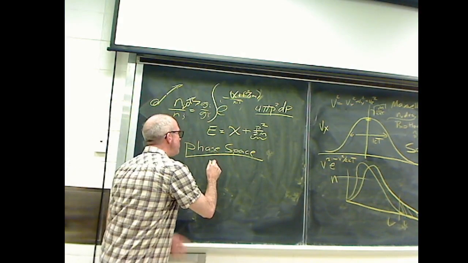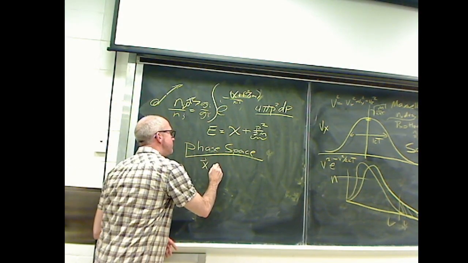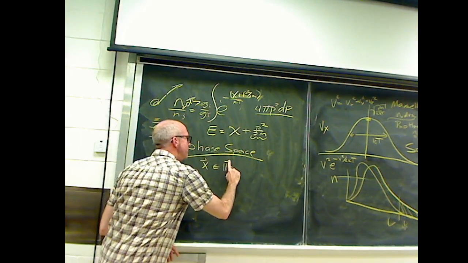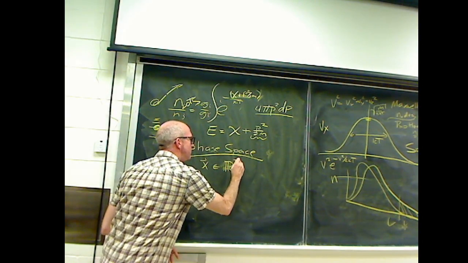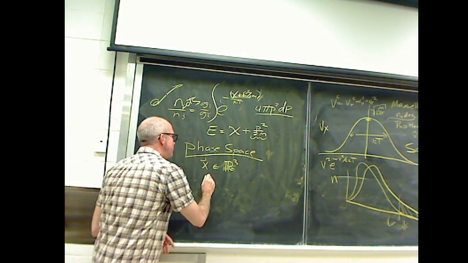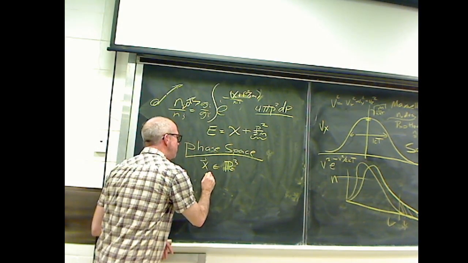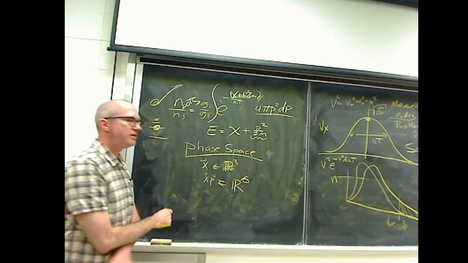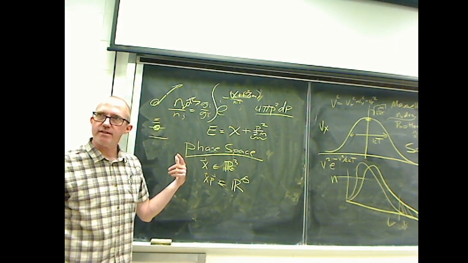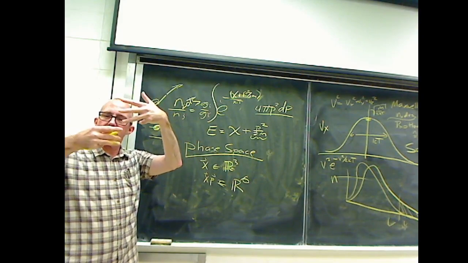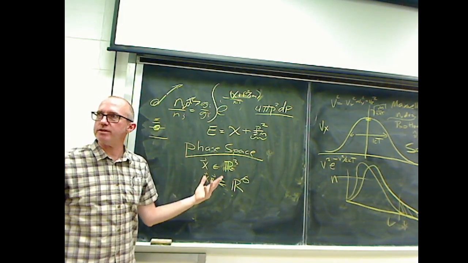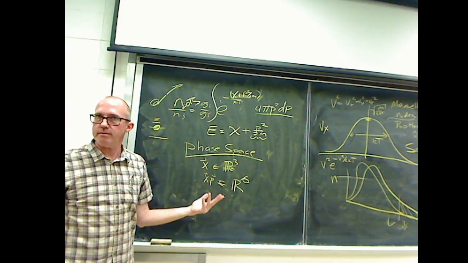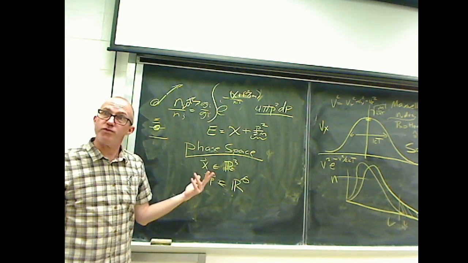Phase space. So real space is X, and this is three-dimensional. Phase space is XP, and it's 6-dimensional. So you just make a vector. 3 of the elements are your position and 3 of the elements are your momentum. So now you have a 6-dimensional space. That make sense? That is phase space.